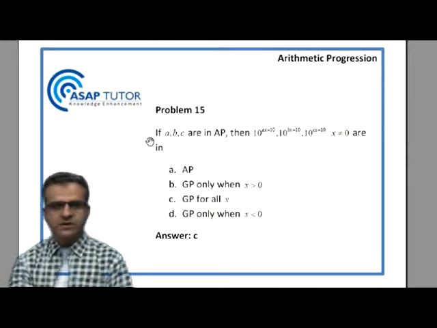Now the next problem is: if A, B, C are in AP, then 10 raised to the power AX plus 10, 10 raised to the power BX plus 10 and 10 raised to the power CX plus 10, where X is not equal to 0, are in AP, GP only when X is greater than 0, GP for all X, and GP only when X is less than 0.